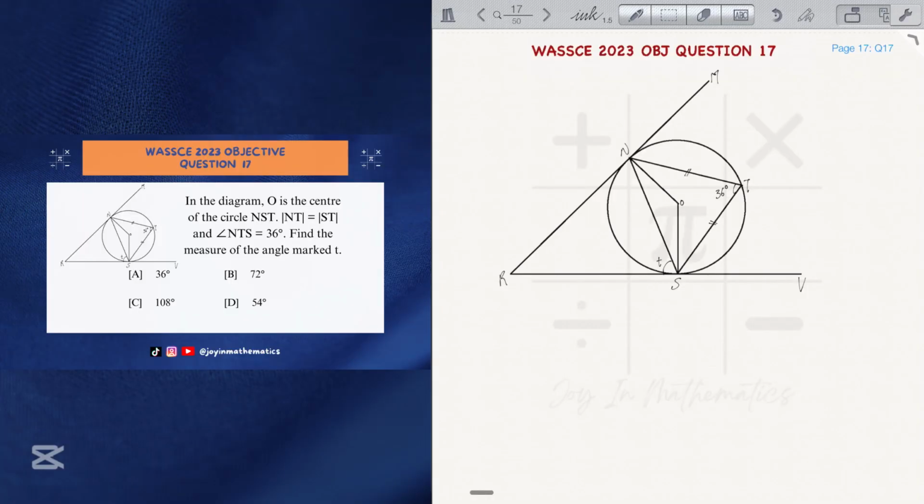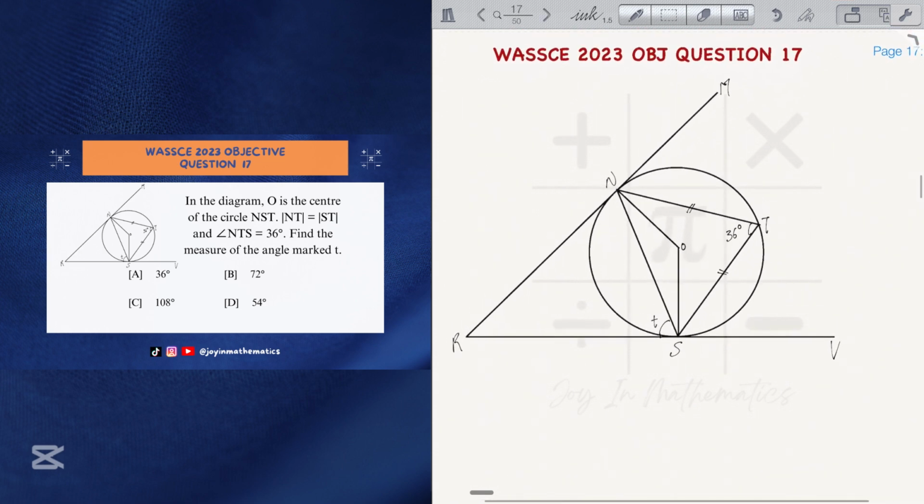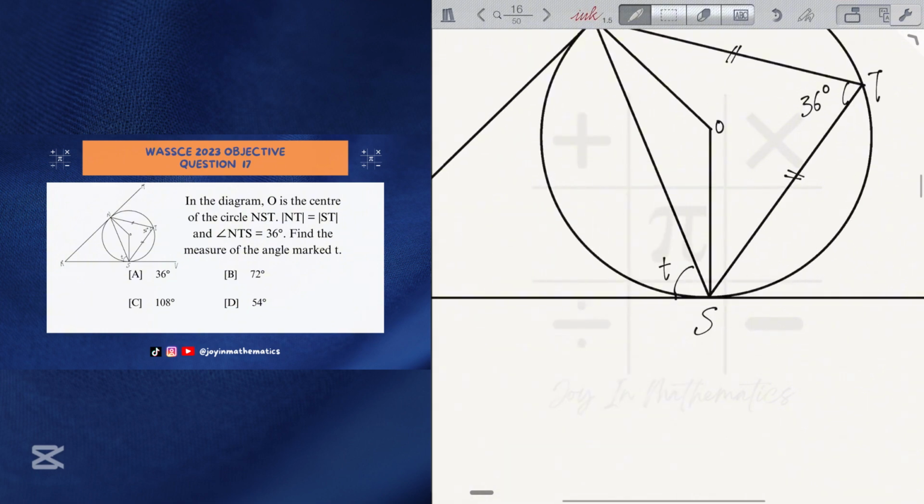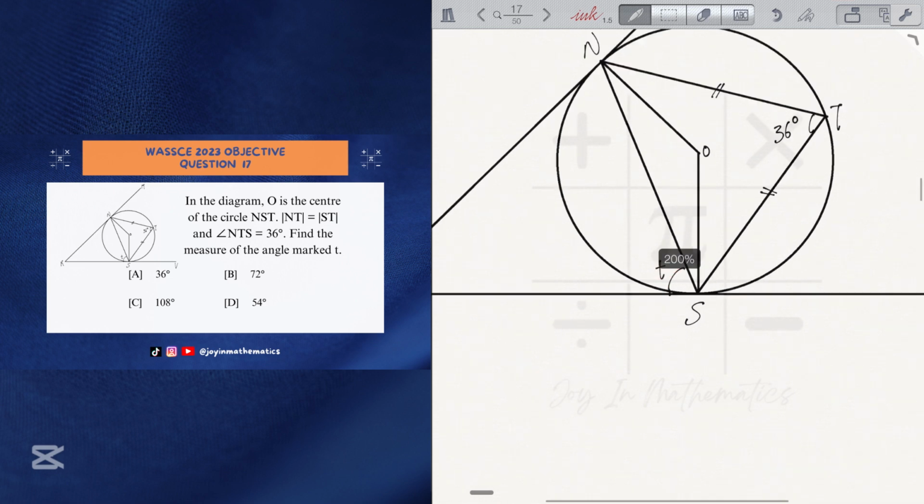Moving on to question 17. We are given a diagram, and in the diagram, it is given that O is the center of the circle, NST, and NT is equals to ST. That means they are equal, as we can see. And angle NTS is 36 degrees. So we have this to be equals to 36 degrees. And we should find the measure of the angle marked T. So we are looking for angle T. Let's call it T in red.